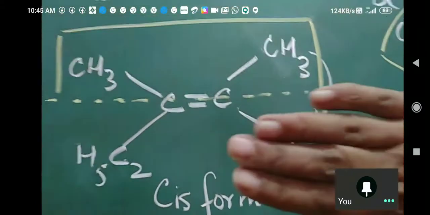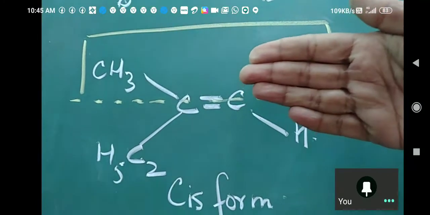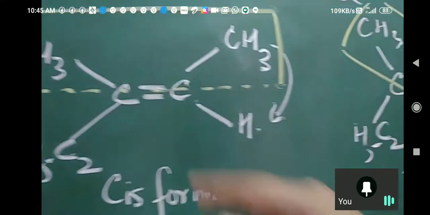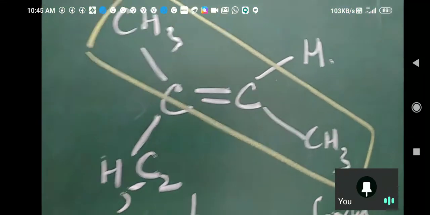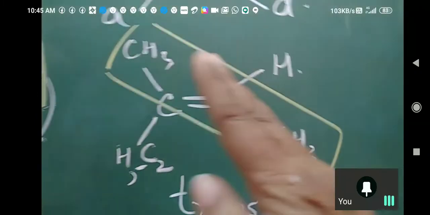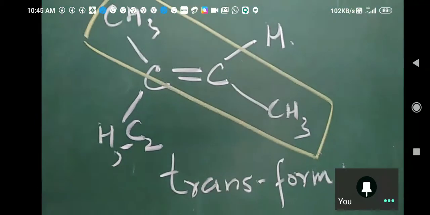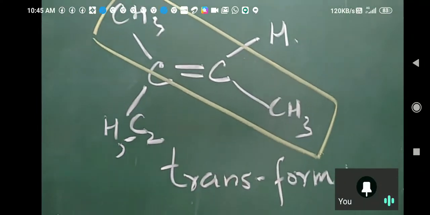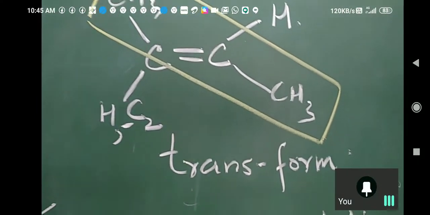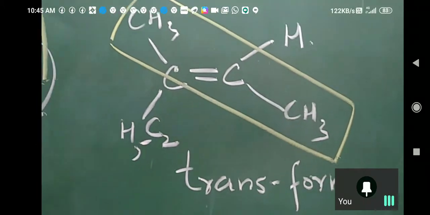Okay, now I will rotate it like this. The methyl groups will come diagonally opposite to each other. Here, they are diagonally opposite to each other. Okay, so such a molecule will be known as trans form. Trans means diagonally opposite. Okay, all right.